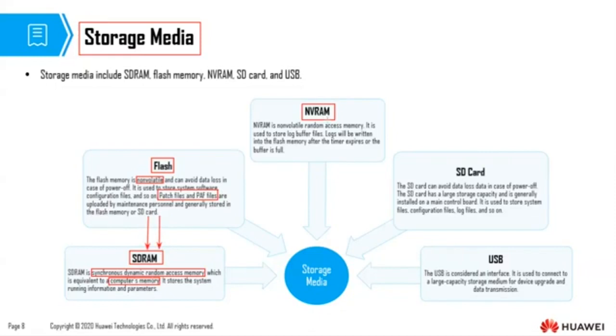Now, the NVRAM is called NV because it's non-volatile. Non-volatile, as I said earlier, means it cannot lose the content when there's no power. What I didn't mention about SDRAM is that it is volatile, meaning it will lose content in case power goes out. The NVRAM is used to store the log buffer files.